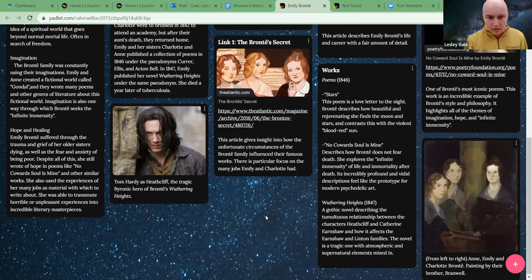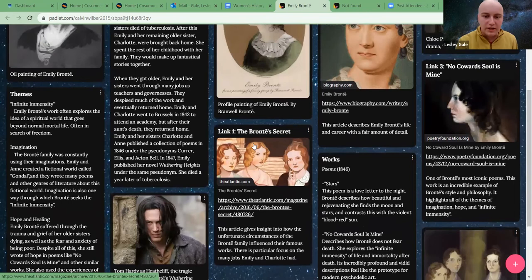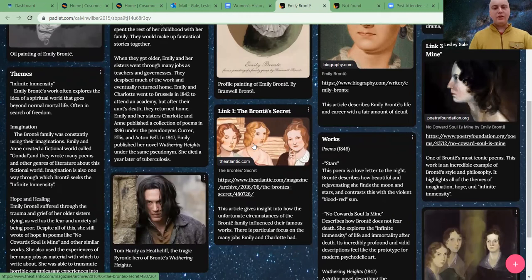And then some links that I included, The Bronte's Secret. This article is kind of weird because it argues that the Bronte sisters' work has an audience so devoted to it, following it word by word, that their work is almost like the basis for a religion, which I thought was kind of weird, but it gives some really interesting background.